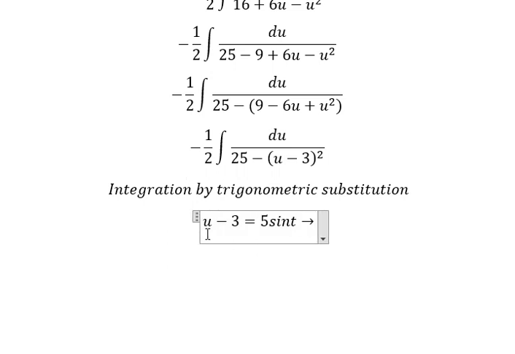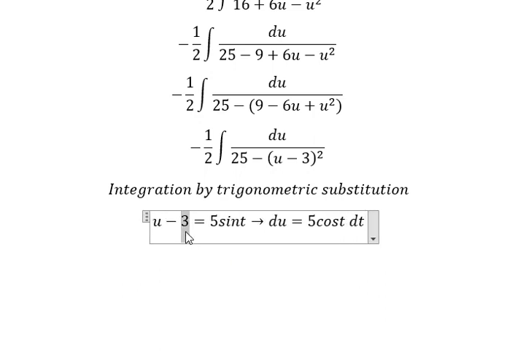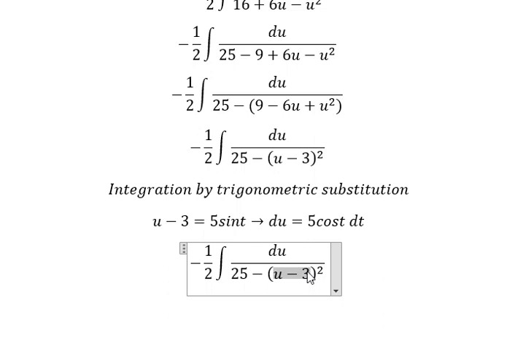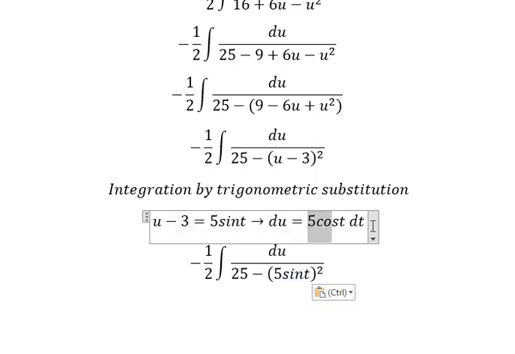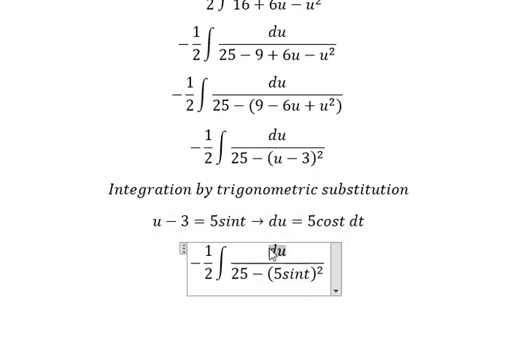Now we need to do the first derivative for both sides, and we have 5 cosine t dt. This one is the constant, so you get 0. This one we have 1, so 1 in here. So I will put this one here, and this one is this one.